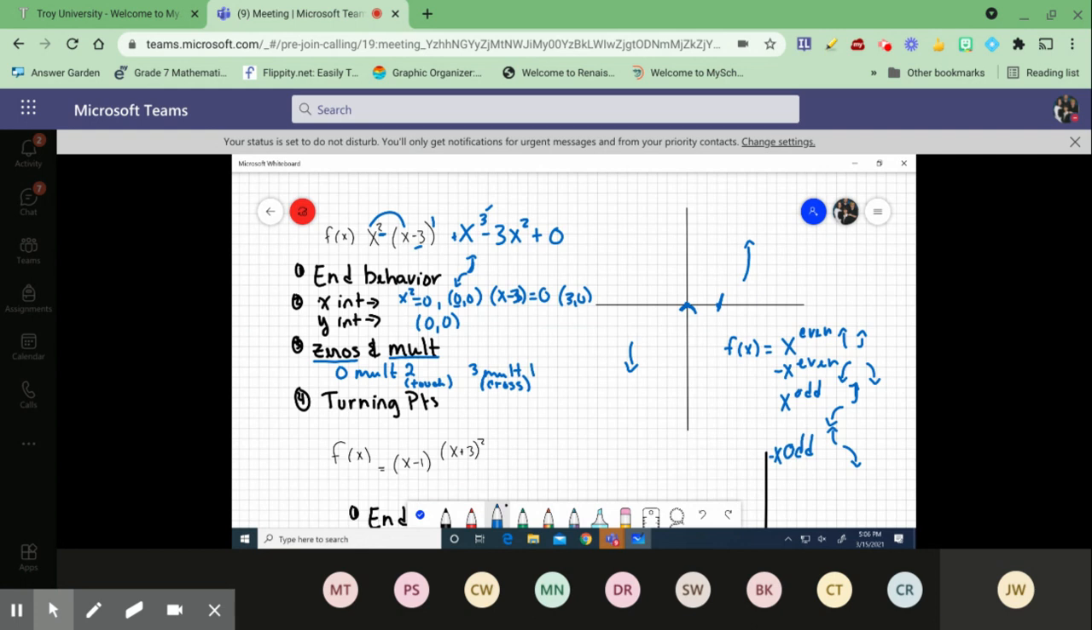What's the degree of my polynomial? What's the highest exponent I got up there? 3. Turning points is going to be the degree minus 1, right? So how many times is this polynomial going to turn back around? It has a degree of 3, so the number of turning points is going to be 2, right? Okay, and that works because my end behavior, I'm going to be coming down, cross, go down, and come back down again.